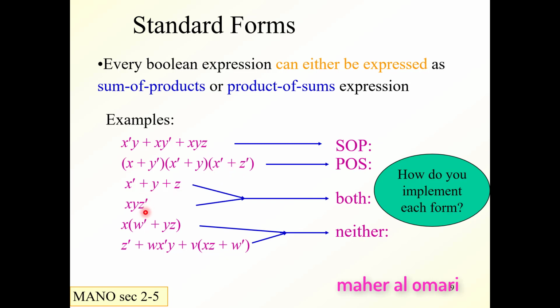The same goes here. However, if it's not in the standard form, it is a little bit difficult to implement this function. I need an AND gate here, an inverter for this one. The output of these two gates is put into an OR gate, and then the output of this whole OR gate is put on an AND gate with X. And this is also more difficult. That's why we put the functions in the standard form.